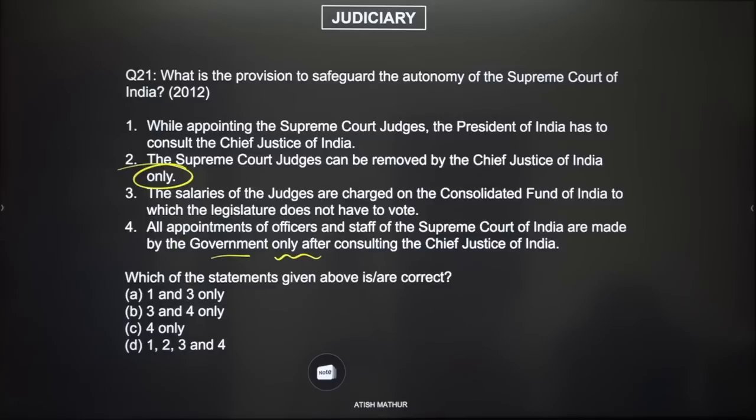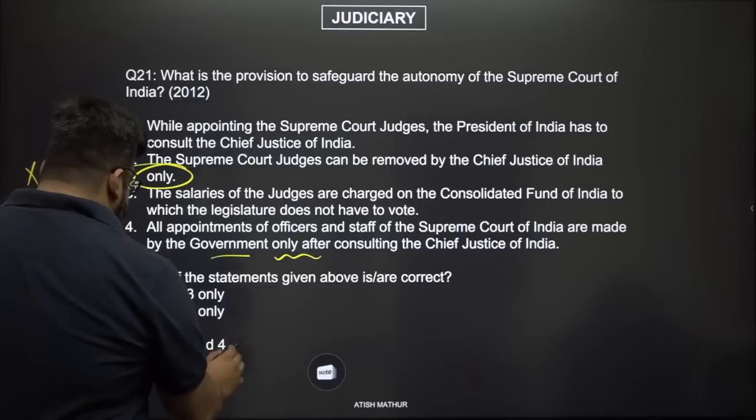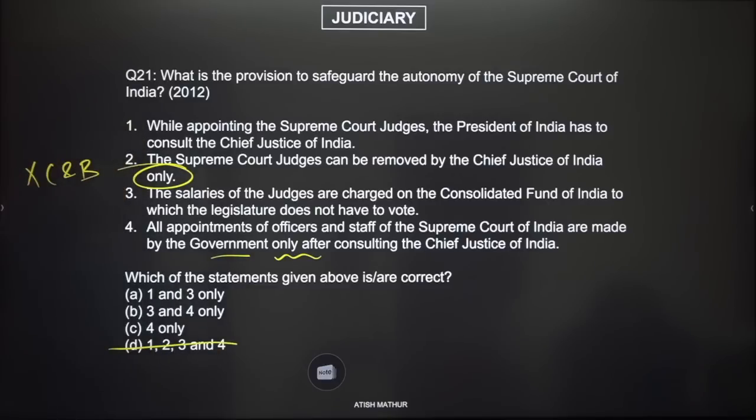Let us see what we can eliminate. Our option choices are 1 and 3, 3 and 4, 4 only, 1, 2, 3 and 4. We can see that 1, 3 and 4 find mention in 3 places. Let's see if there's something that we can eliminate. The one thing that we know is this violates checks and balances, rule number 4 of our golden rules. Supreme Court judges are actually removed by the Parliament. So anything which has 2 gets eliminated. Now we have 1 and 3, 3 and 4 and 4 only. So you have either 3 or 4 which is correct, or you have only 4 correct and 1 of course.